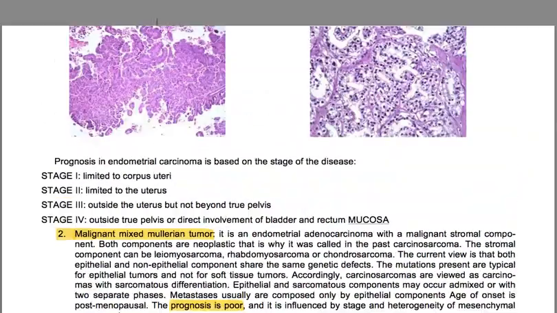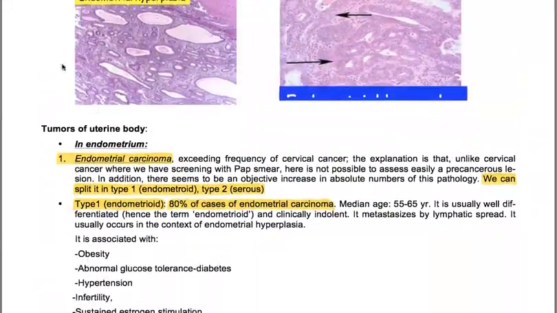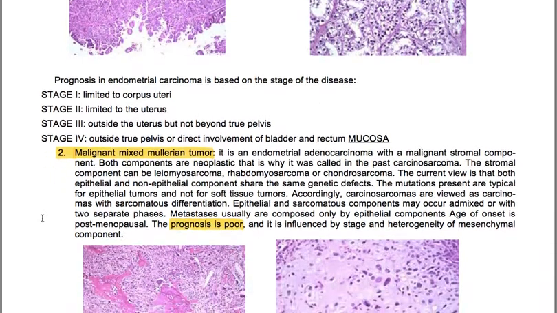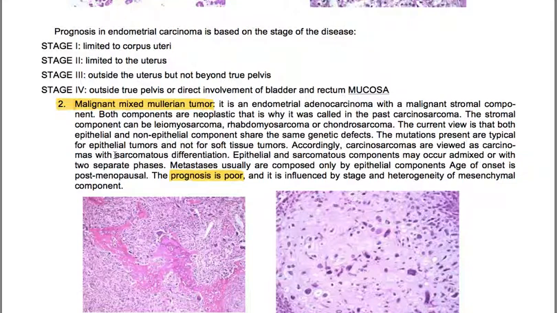So we have endometrial carcinoma, and the second type of tumor is malignant mixed Mullerian tumor. It's an endometrial adenocarcinoma with a malignant stromal component. Both components are neoplastic. That is why it was called carcinosarcoma in the past. The stromal component can be leiomyosarcoma, rhabdomyosarcoma, or chondrosarcoma. The current view is that both epithelial and non-epithelial components share the same genetic defects. The mutations present are typical for epithelial tumors and not for soft tissue tumors.